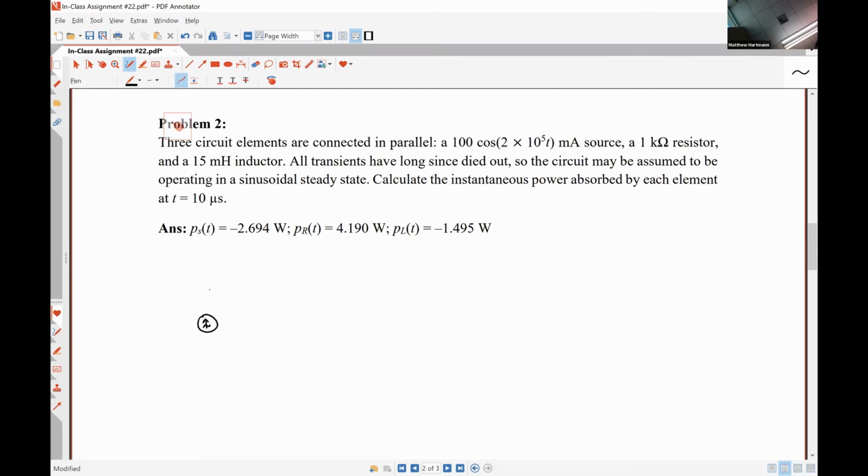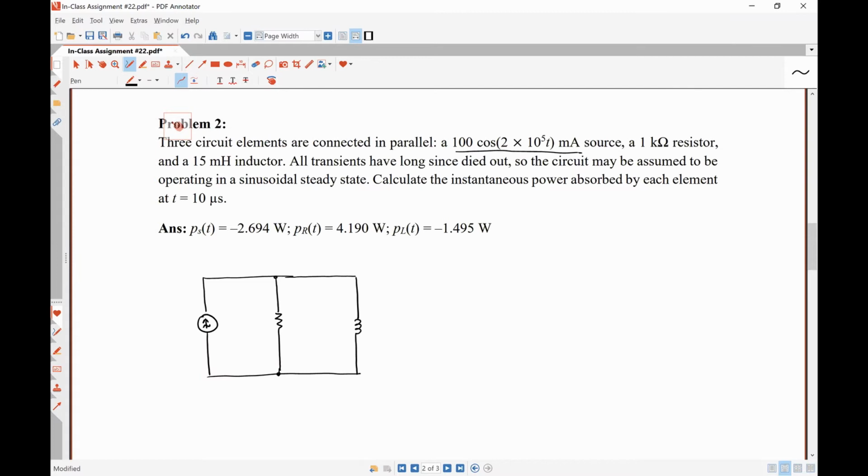So we would have the current source in parallel with a resistor in parallel with an inductor, like so. So what is the phasor representation of this current going to be? 100 angle 0 degrees milliamps. I'm going to call that 0.1 angle 0 degrees amps, because 100 milliamps is 1/10 of an amp.